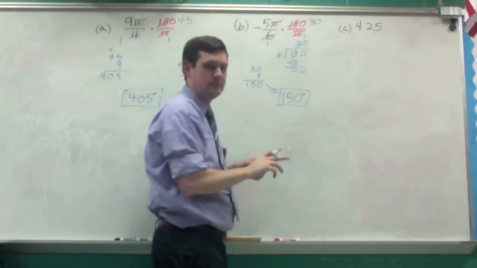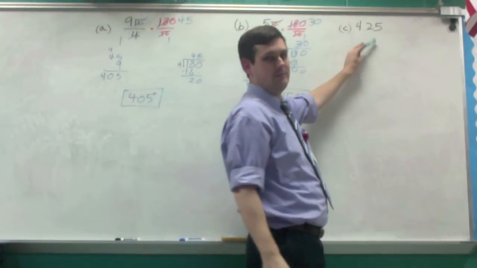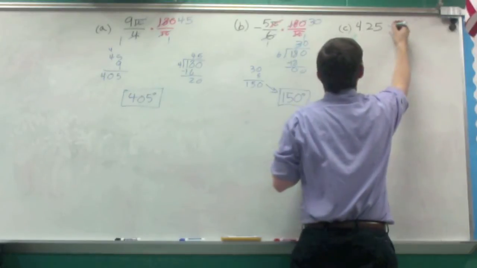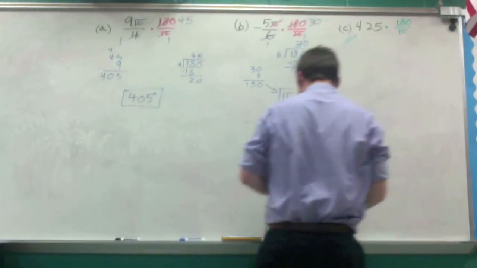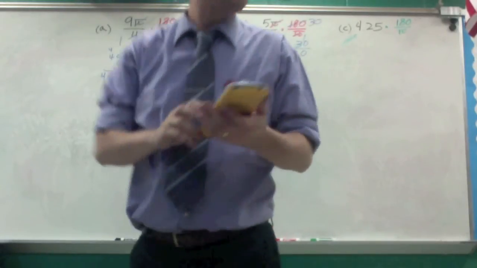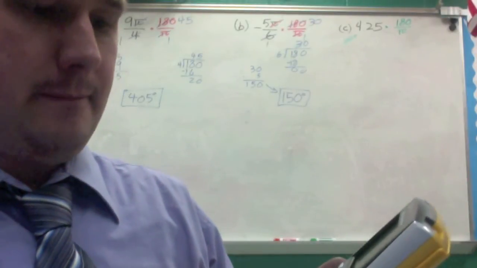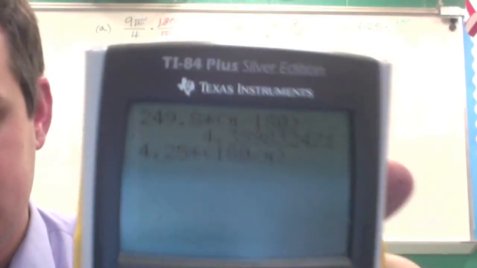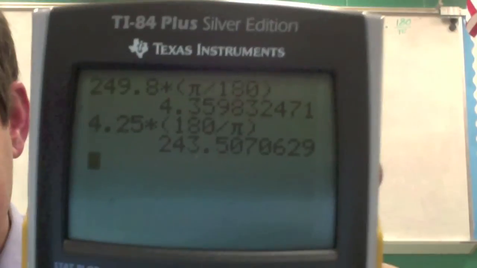Final answer. Now another dead giveaway that I'm going to need to use a calculator, I have 0.25. Okay, so I'm going to do 4.25 times 180 over pi, just like all the other ones, only this time I'm going to use a calculator. Here you go. They had 2 decimal places, so I'll do 2 decimal places. That's 243.51 degrees.